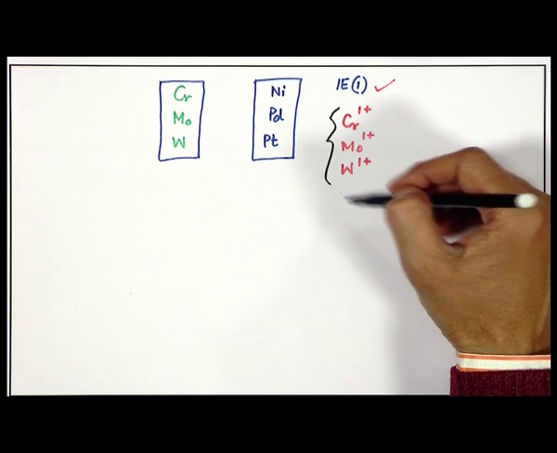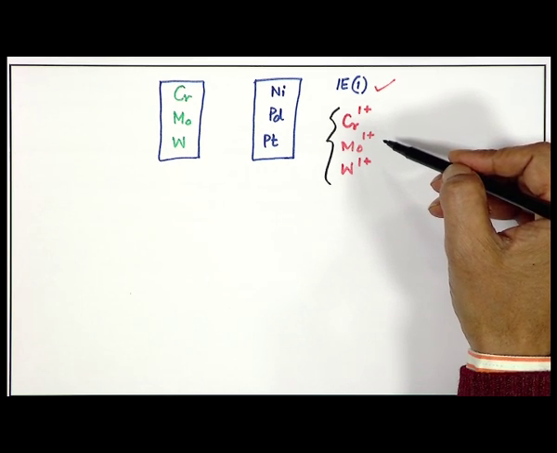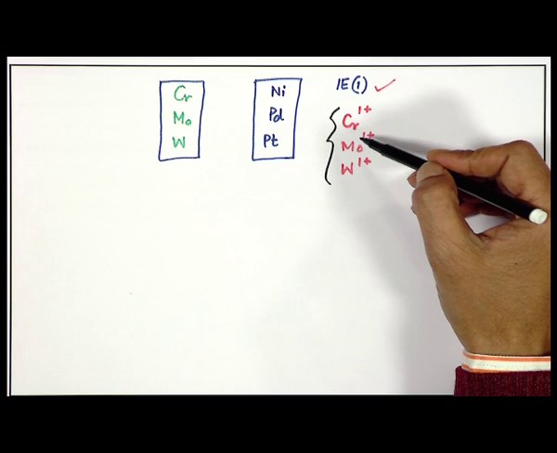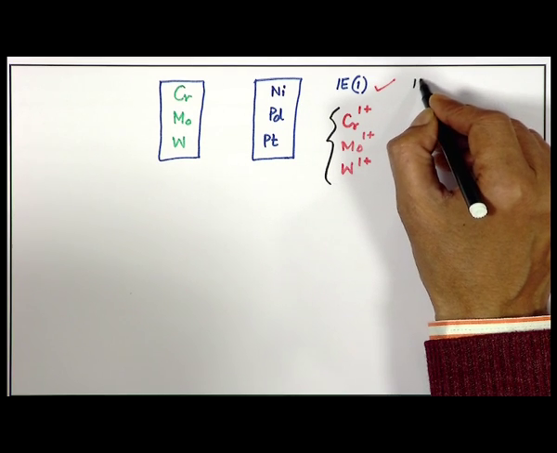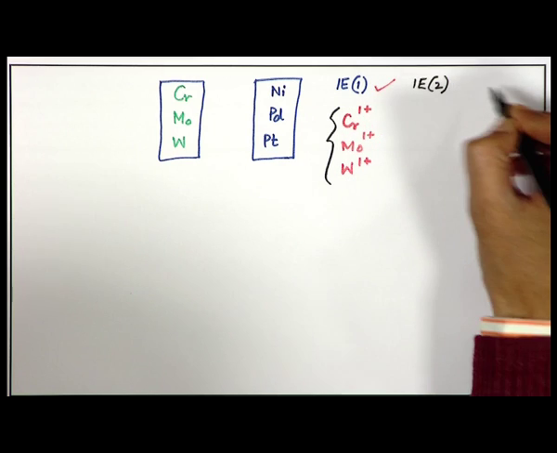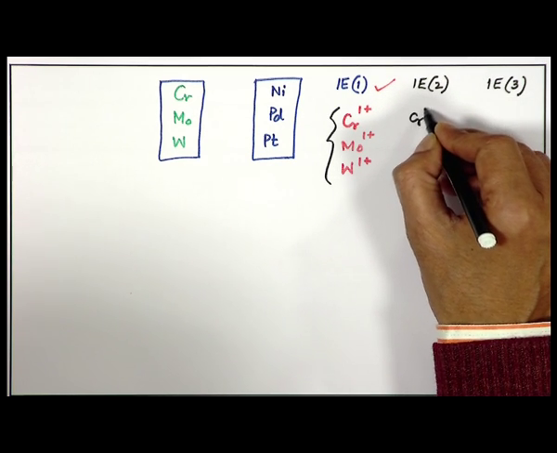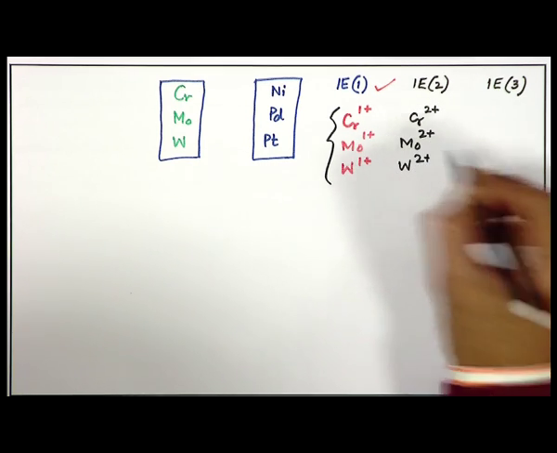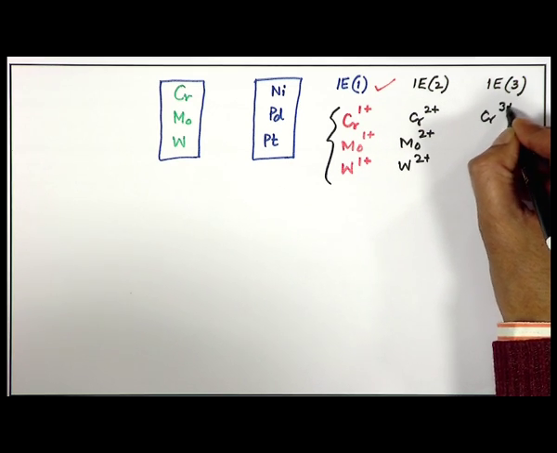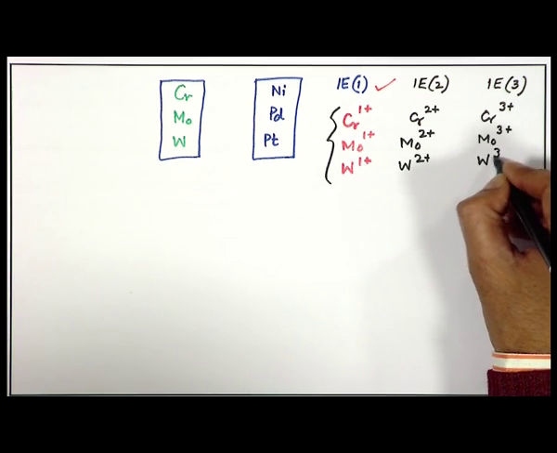So, we can always have some good trend, like the way we compare the melting points and the boiling points. How are they related to the corresponding properties of all these metal atoms that we can see? This is for the first one, and if we go for the second and third ionization enthalpy, we get chromium 2+, molybdenum 2+, tungsten 2+. Similarly, we get chromium 3+ for the third, molybdenum 3+ and tungsten 3+.